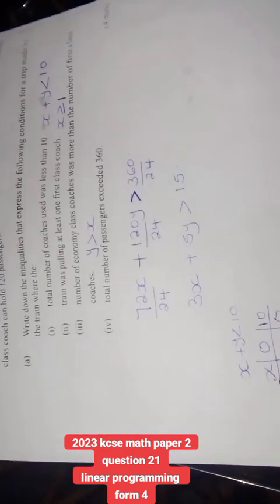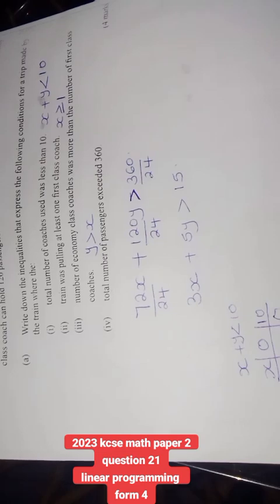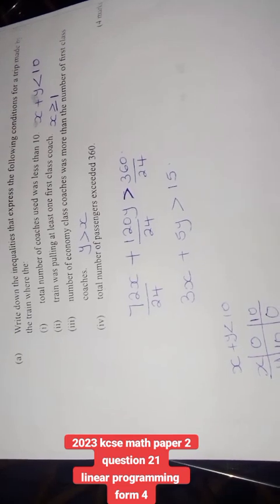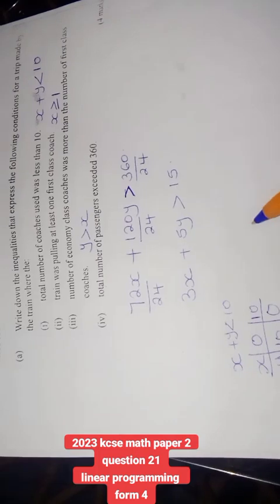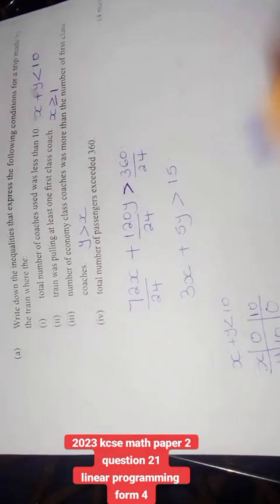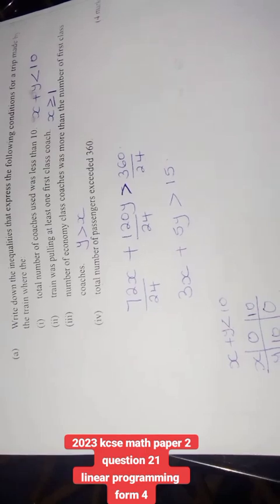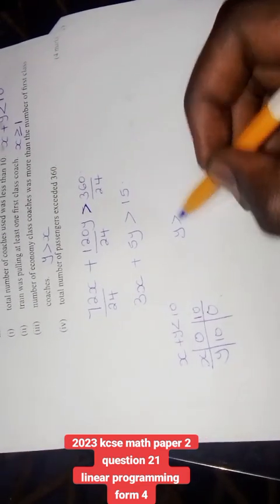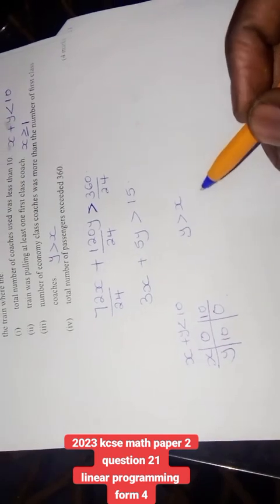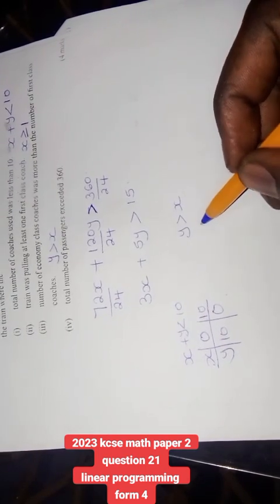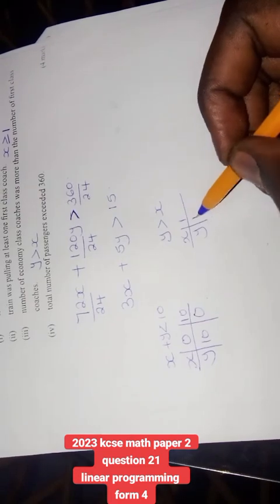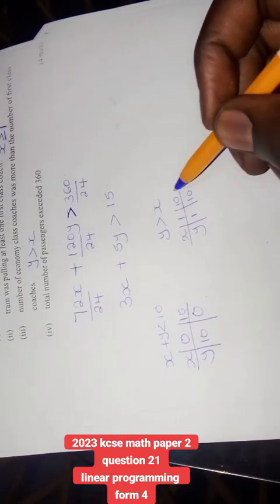Then for the second inequality, we have that X is greater than 1. It means any value on the x-axis between 1 going to the other side, so it is easier. Now let us see for Y is greater than X. This one is the same as Y equals X. So if X is 1, Y has to be 1. If X is 10, Y has to be 10.